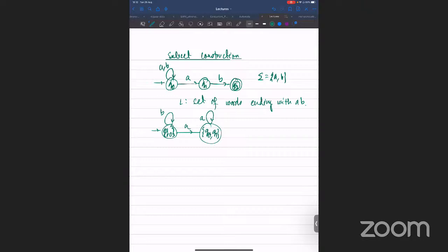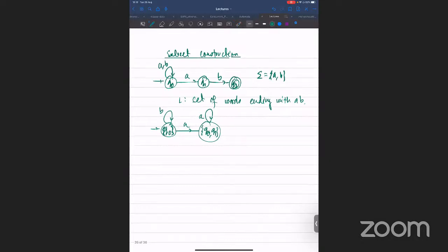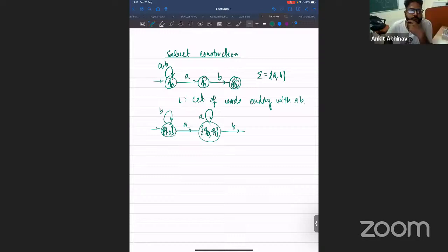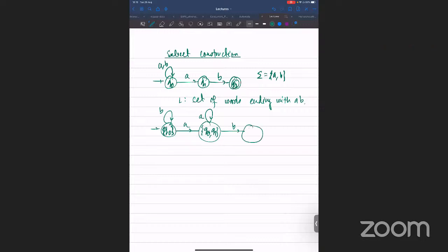Okay, good. So this is what we are doing. On A, from Q0 you can go to both Q0 and Q1, so we are going to a state which is Q0, Q1. Now from Q0, Q1, if you read a B, where do we go, Ankit? Q0, if I read a B, Q0 and Q2. Very good. So I'll go to a state which is Q0, Q2. And we have defined AB, AB here.